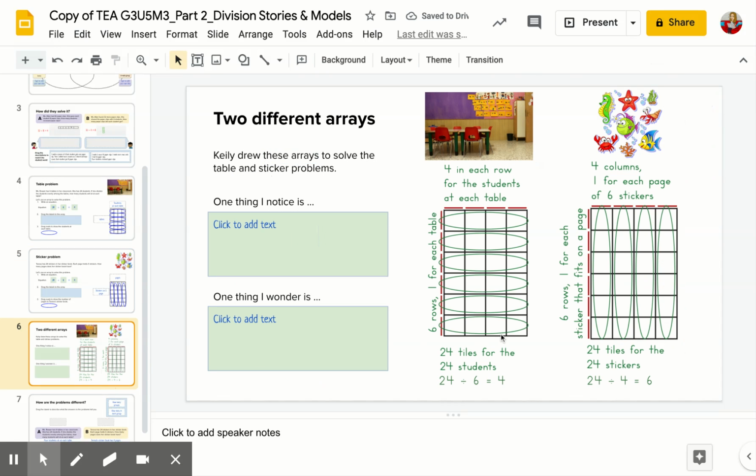Kylie drew these arrays to show the table and sticker problems. So here we're showing exactly the same thing that we just did. This one, 4 in each row for the students at each table. There are 6 rows, 1 for each table. Table 1, 2, 3, 4, 5, and 6. 24 tiles for the 24 students divided into 6 tables equals 4 students. Here, the circles go the other way because we started off knowing how many were in each group, but we had to figure out how many groups there were.